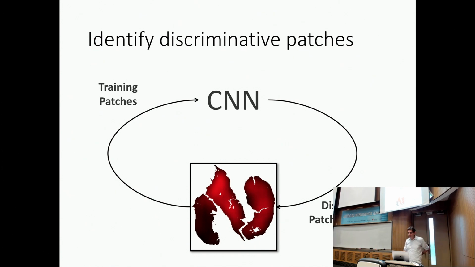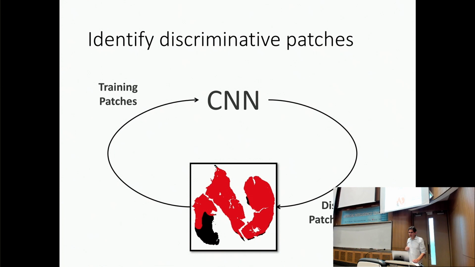It's a back and forth process. Okay? So you do the training patches, you train the CNN, you identify the discriminative patches, and you keep doing this until you get a probability map, which we will do some smoothing on, to help us figure out how likely each patch is to predict the correct answer.